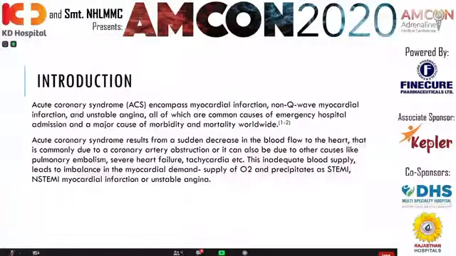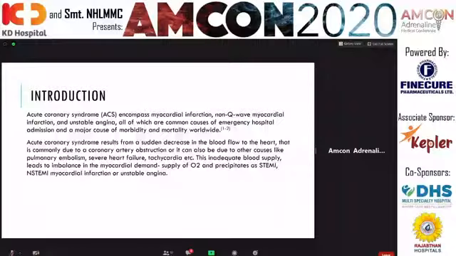Introduction. We all know ACS consists of three clinical diagnoses: STEMI, ST elevation myocardial infarction; non-STEMI, non-ST elevation myocardial infarction; and unstable angina, or UA. Basically, ACS occurs because there is an imbalance between the myocyte requirement of oxygen and the supply of oxygen. So it occurs when there is a sudden decrease in the blood flow to the heart.